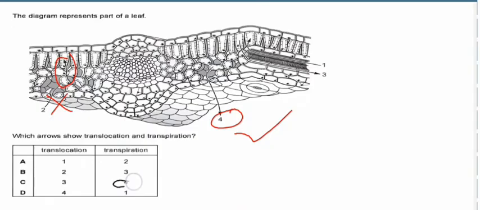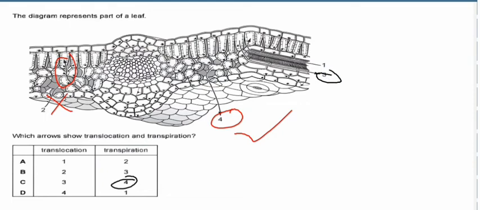So we have translocation, which is 4. Then let's come to transpiration. So we have transpiration, which is 4. Let's come to translocation. So translocation is just going to be represented by 3, right? Translocation is going to be represented by what?